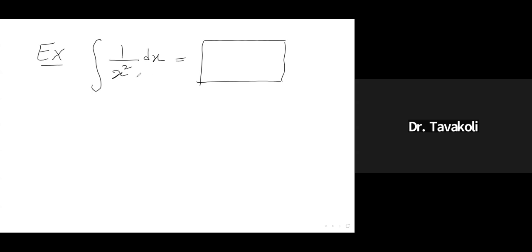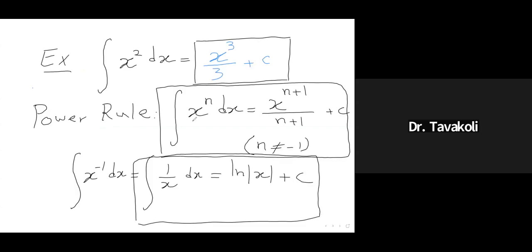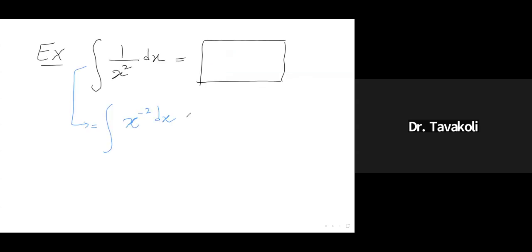So here to use the power rule, I should have this as x to something. 1 over x squared is x to the minus 2. That's from algebra, right? From basic algebra, we know that 1 over x squared is the same as x to the minus 2. The reason that I need to write it in this way is because I want to use the power rule. The power rule has x to the power of n on the top, not in the denominator. So that's why I need to rewrite 1 over x squared as x to the minus 2.